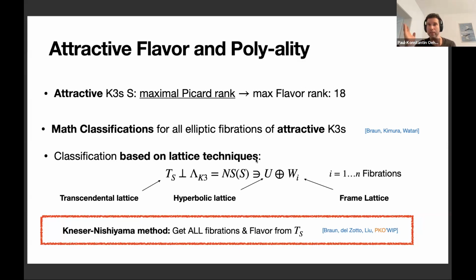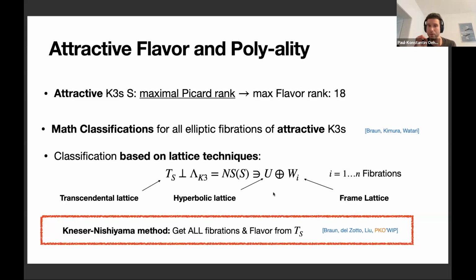And the nice thing is that all these geometric tools that we have just talked about, the toric geometry, we don't need it. It's completely unnecessary to understand all these different fibrations. We can just do it in terms of lattice data. So we can start with a K3 with its transcendental lattice. From that, using this Kneser-Nishiyama method, we can obtain the NS lattice and all its splittings into the hyperbolic lattice and the frame lattice. So that is nothing but a classification of all elliptic fibrations that this single K3 can have.